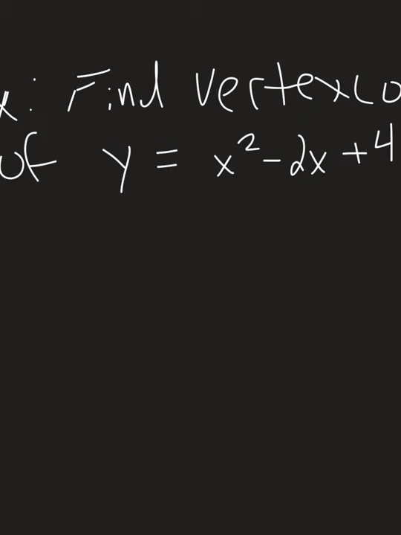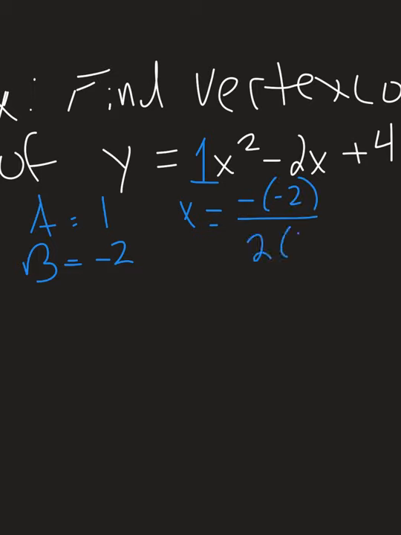So let's do an example really quick here. If we're looking at this, technically, my a is a 1. So a is 1, and b is negative 2. Now you got to be very careful with your signs here. So we're saying x is equal to negative b, so negative of negative 2, over 2a, which in this case is 1. Which means that my x-coordinate is 2 over 2, which means it's 1. So that tells me the x-coordinate.